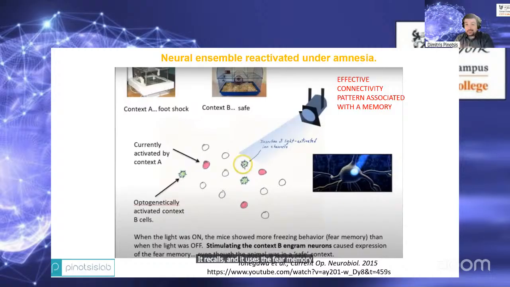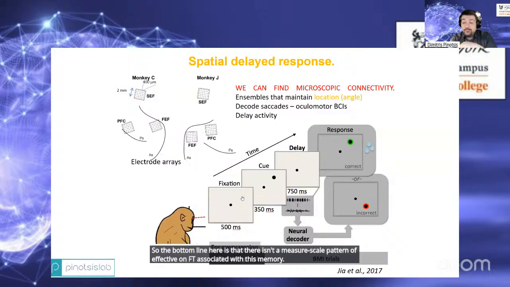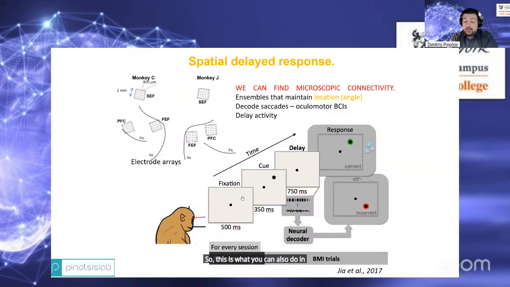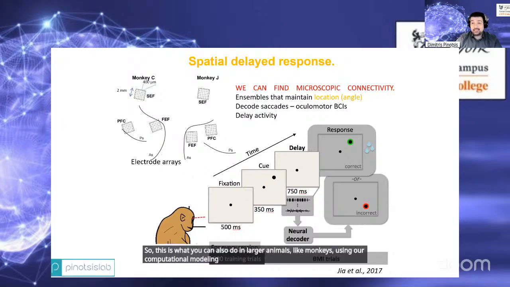So you can essentially control which neurons, so you know that these neurons, when they're activated, somehow bring up the unpleasant feelings that you had in the other context. So the bottom line here is that there is a mesoscale pattern of effective connectivity associated with this memory. This is what you can also do in larger animals like monkeys. Using our computational modeling, we can find this microscopic connectivity of neural ensembles.